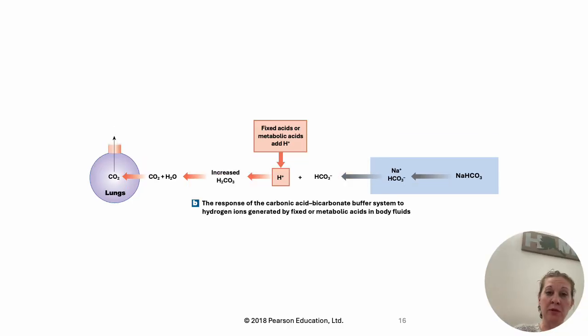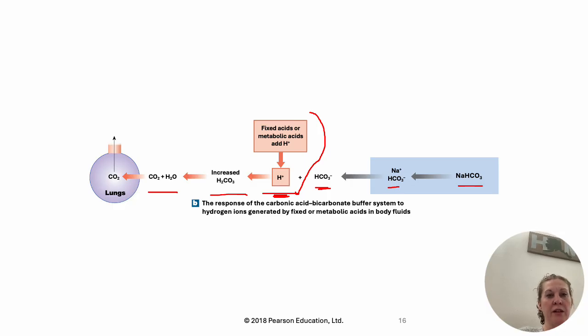So we can use respiratory compensatory mechanisms in order to get these hydrogen ions from metabolic and fixed acid sources out of the body, right? So when those hydrogen ions are dumped into the blood plasma, we can draw from the sodium bicarbonate buffers and dissociate those, get the bicarbonate out of there, bind that with the hydrogen ions, get carbonic acid. Carbonic acid then dissociates into carbon dioxide and water.